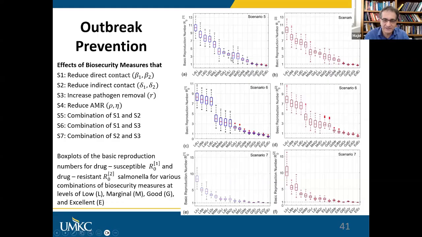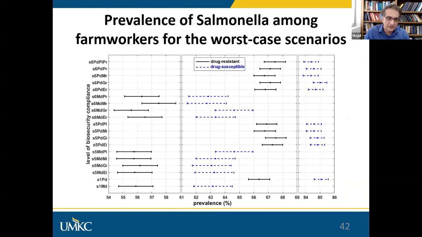The two columns that we see here, one of them on the left-hand side is for R naught associated with drug-susceptible pathogen, and the right-hand side is for R naught associated with drug-resistant pathogen. So they're consistent, so we can see that the different combinations have different impacts in terms of reducing R naught, but the number one factor is reducing direct contact between animals, which can actually reduce the likelihood of outbreaks.